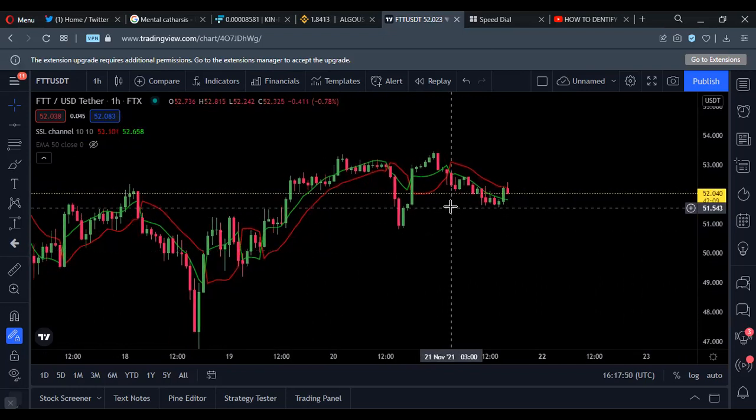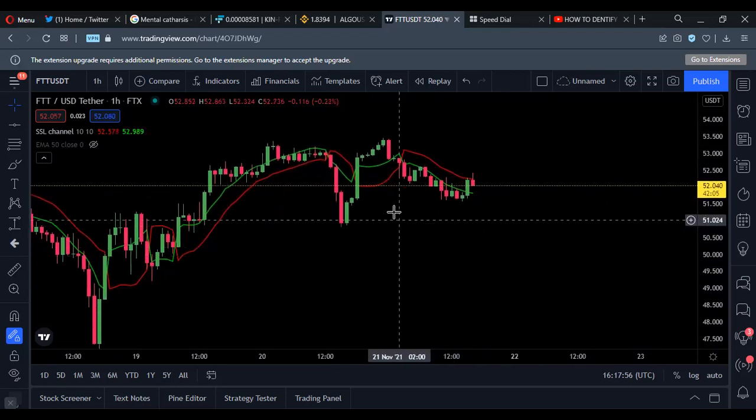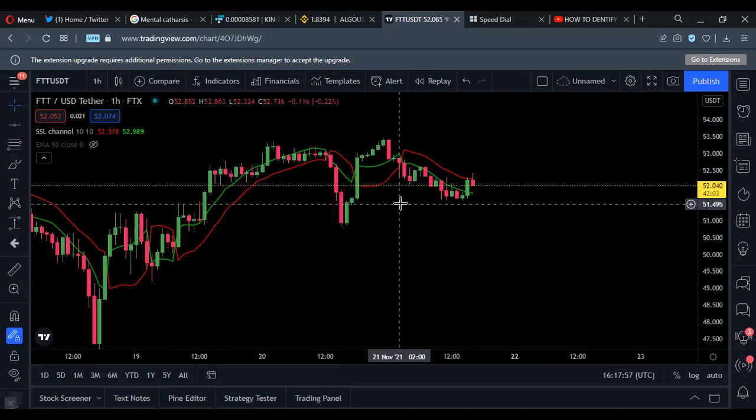Let's just go to this very one here to see how this strategy works. This crossover occurred around, today is 21st November 2021, it occurred around 2 p.m. You can see the time being indicated there. Today by 2 p.m. was when this cross occurred.